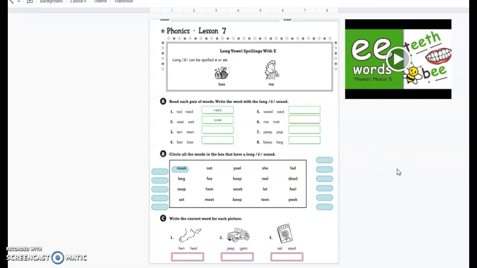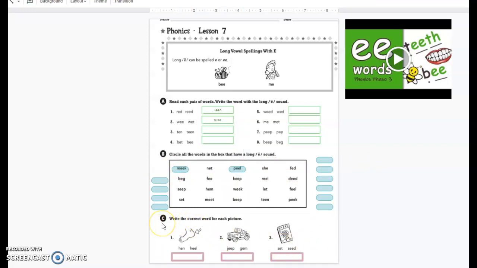Right there. All right, the next one says net, net. No, that is not long E. That's short E. Sounds like eh, eh, eh. So we're not going to circle this one. The next one says peel, peel. We have that double E, and the E says its name, so that would be a long E sound.